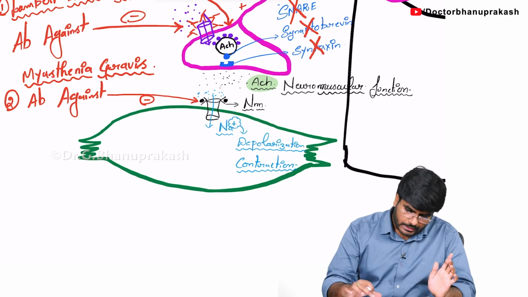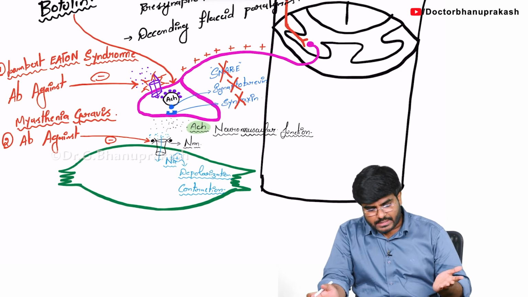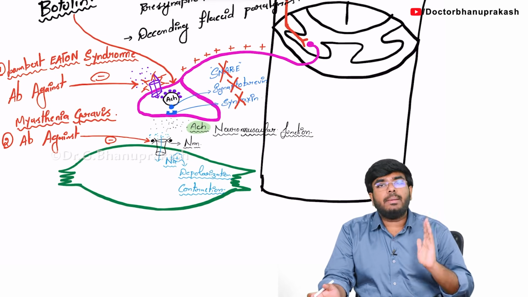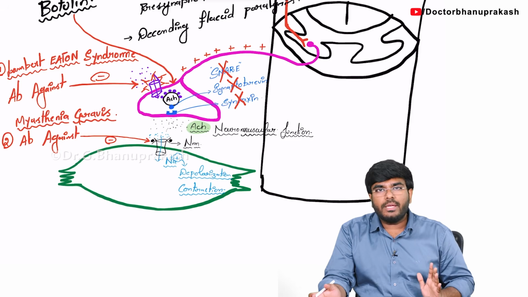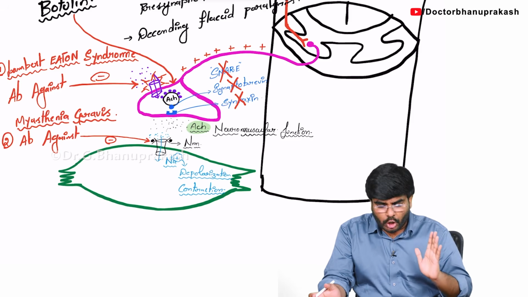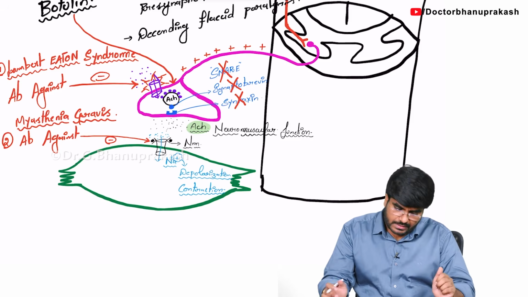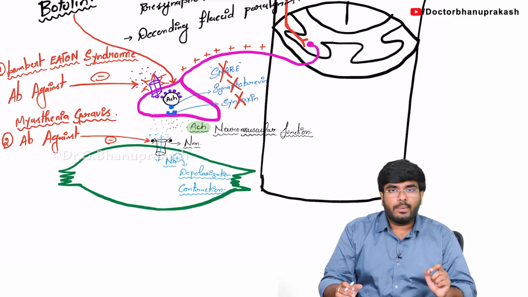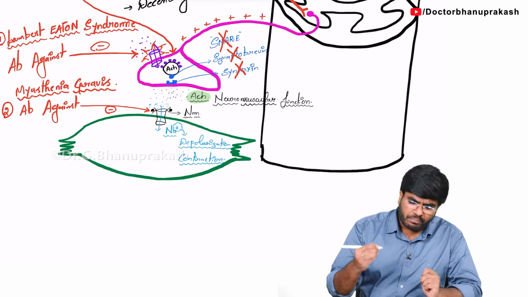Okay, that's the difference. So in both conditions, either Lambert-Eaton syndrome or myasthenia gravis, the main problem is going to be muscle weakness. The muscles are not contracting properly. There is muscle weakness. Here I will use some keywords, okay, let me use some keywords so that it will be easy for you.